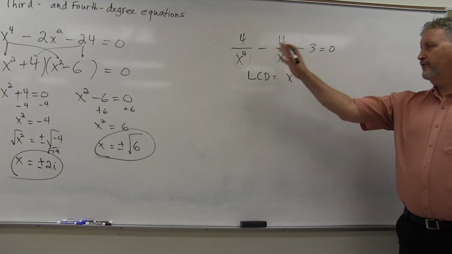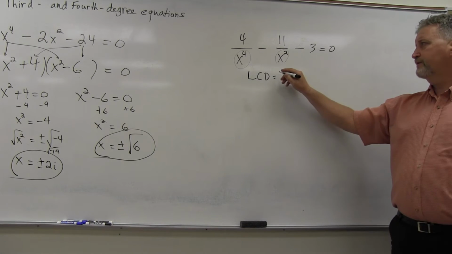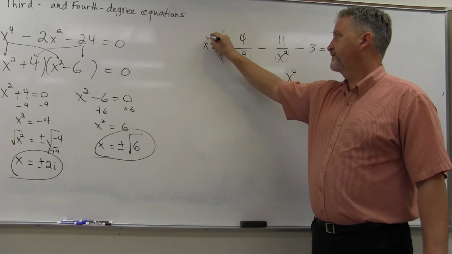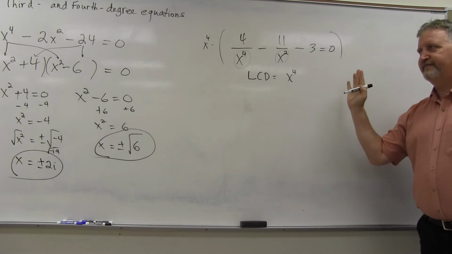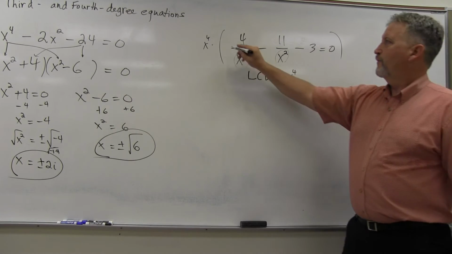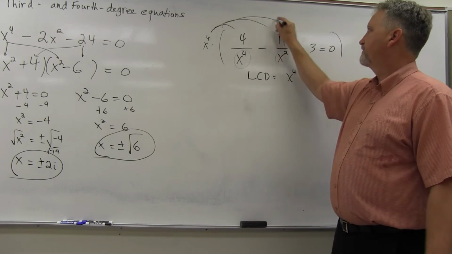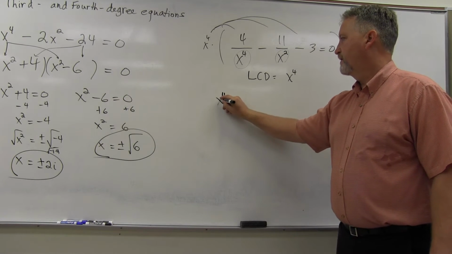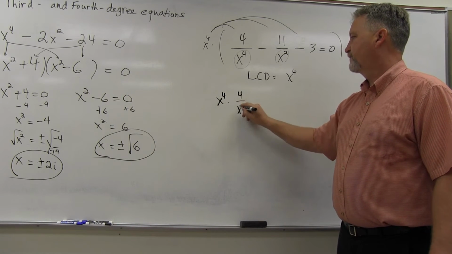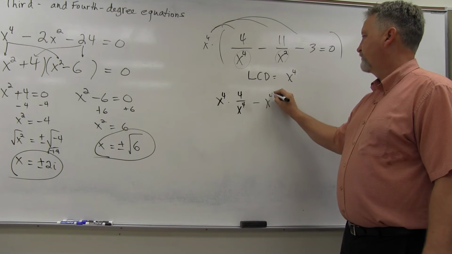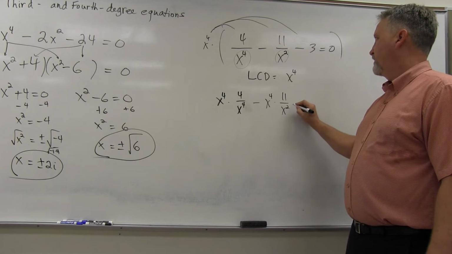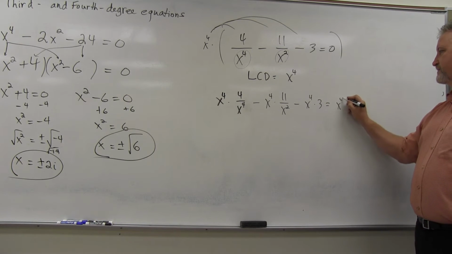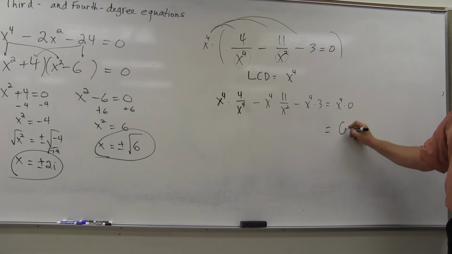Okay, and so multiply both sides by x to the 4th. Essentially, multiplying the whole equation by x to the 4th. So what that's going to mean is all 3 of those get multiplied by x to the 4th. So we have x to the 4th times 4 over x to the 4th minus x to the 4th times 11 over x squared, and then x to the 4th times 3, and then of course x to the 4th times 0, but that's 0.